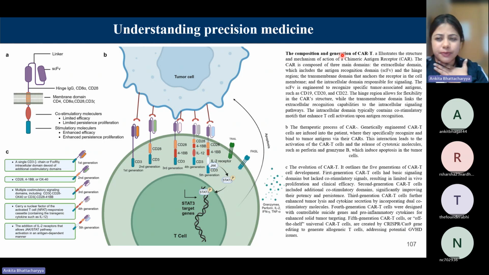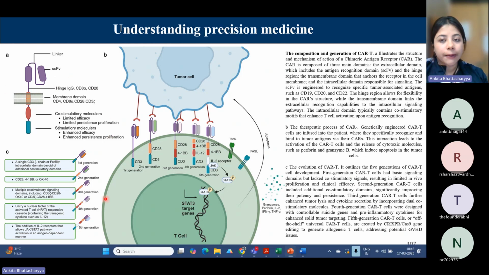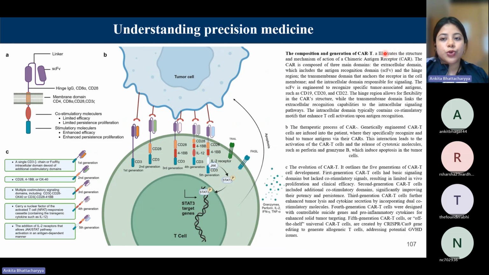We will actually go through the literature and simultaneously look at the schematic as well. First, focus on this first panel, which is figure A. So what does it show you? It shows you the structure and the mechanism of action of a chimeric antigen receptor. It has three domains. The first one is the extracellular domain, and it has that SCFV, which is a single chain variable fragment, and the hinge region. So this is your SCFV.